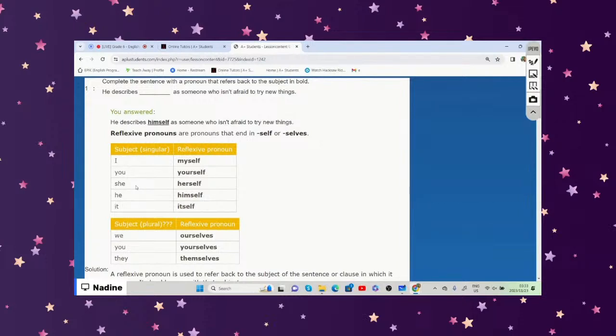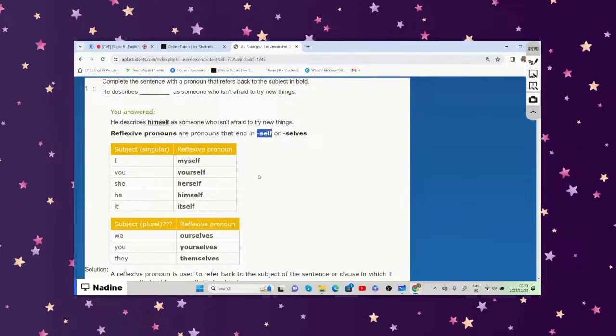She, which is the singular subject, refers to herself. And we made an example of the reporter, and then we changed that noun into the pronoun, which is she. And then we get our reflexive pronoun, which is herself. Then he, which is the singular subject, refers to himself as the reflexive pronoun within a sentence. And it, as a singular subject, refers to itself. And that is when we use self.